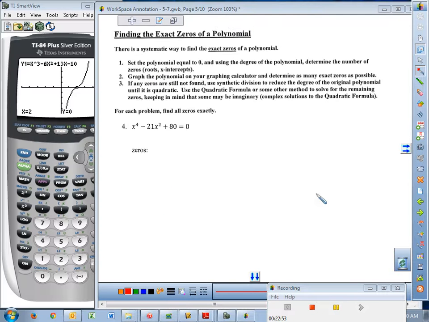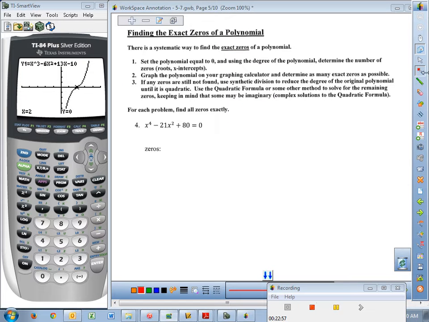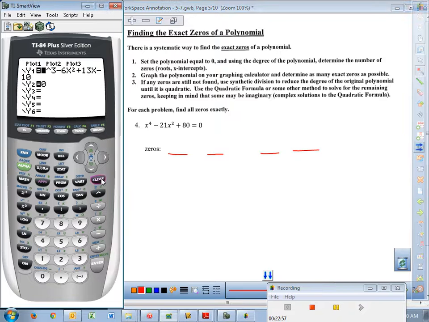Set them up for me. How is he equal to 0? Yay or nay? Yep. How many blanks would you put? 4 blanks. Fourth degree, 4 blanks. Let's see what we got. X to the 4th minus 21x squared plus 80, right? And my window is 5s all around. I'll just hit graph, see if it looks good or not. Maybe I got to change my window, but make sure we're typed in right.